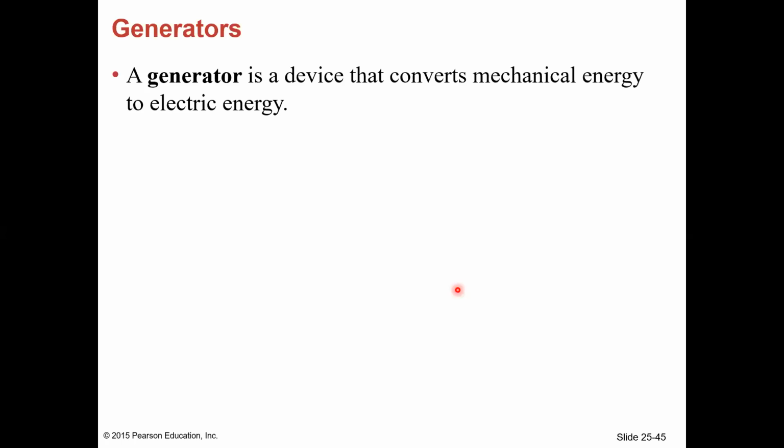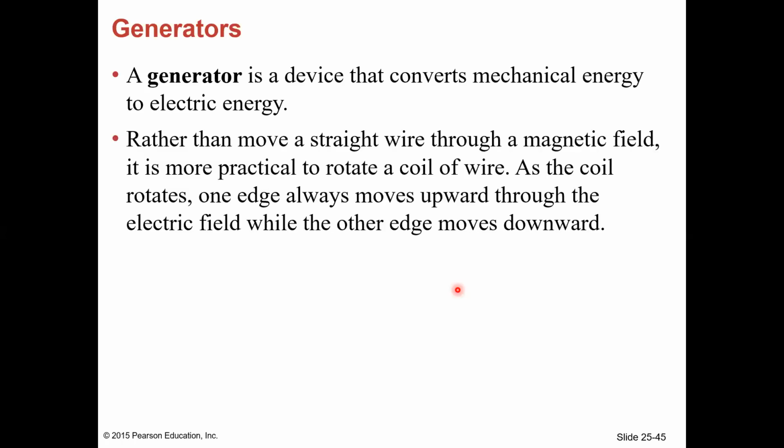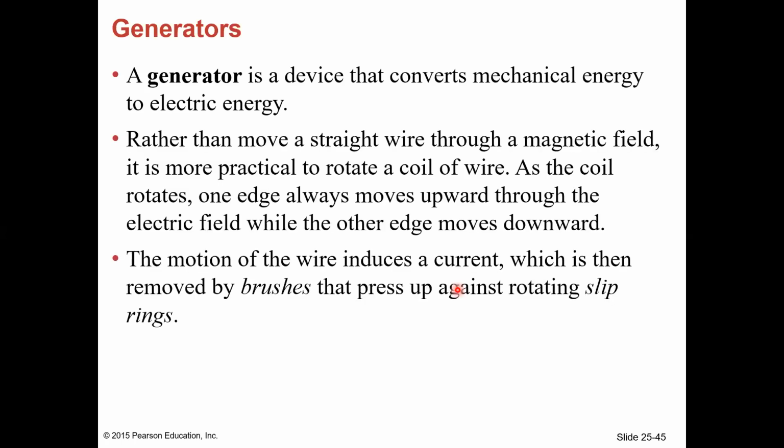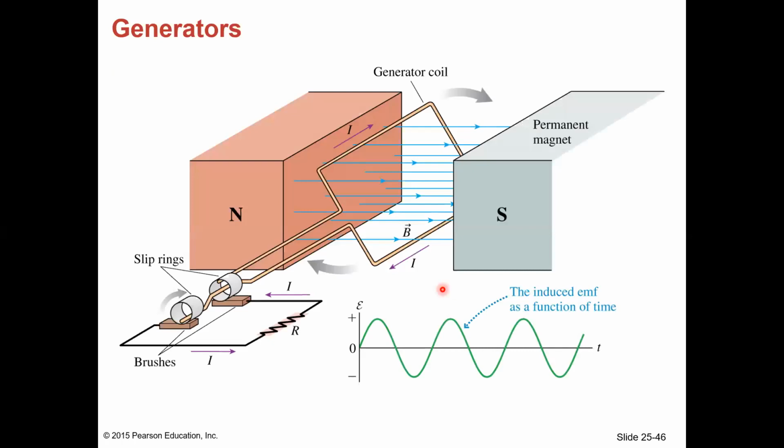Oh, I was going to show you a neater picture of this. All right, so this is what a generator does. Converts mechanical energy to electrical energy. And here's that neat picture I was talking about. So here's that coil. The coil doesn't start off with current. There's no battery here, right? There's nothing producing that current. Once it starts to rotate, then you get the EMF, and then you get the induced current, and that induced current will flow through this resistor, or whatever circuit you have here.